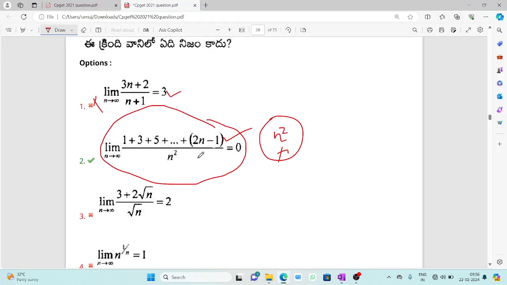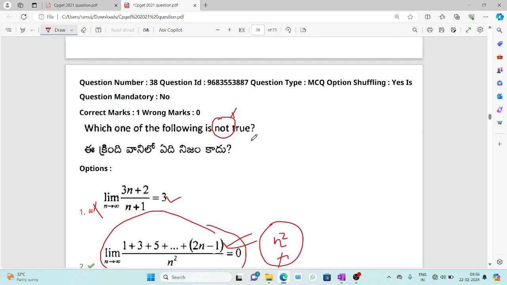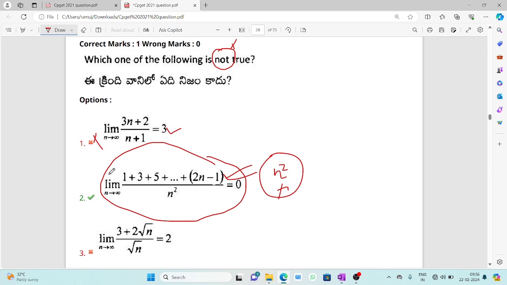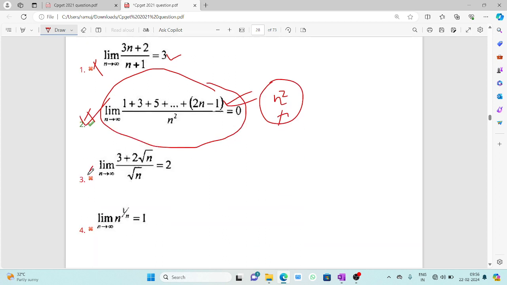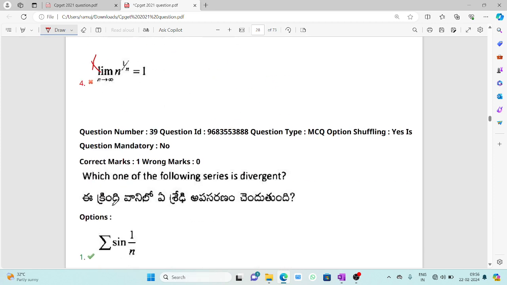So 4 is the answer for this limit, but he is saying that it is 0. He is asking for the not true statement, so this is not possible. So we can take this as the answer because he is asking for not true statements. Yes, the earlier case is possible, but he is asking for not true statements, so we can discard that option.